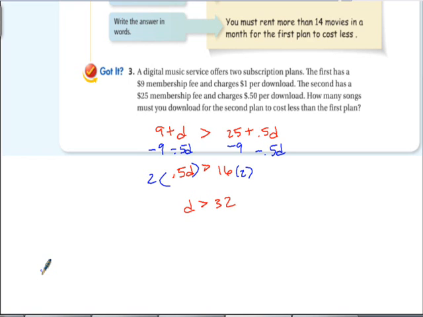So how many songs must you download for the second plan to cost less than the first plan? You got to download at least 32. Obviously, that person does not know that Pandora is a thing.